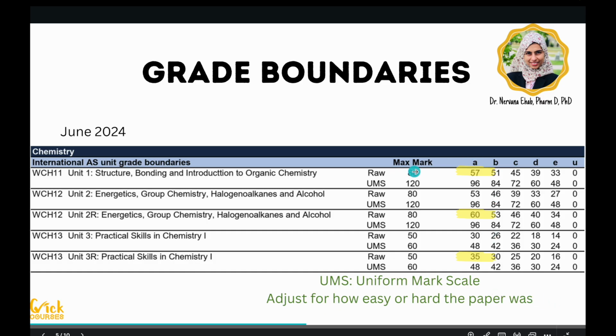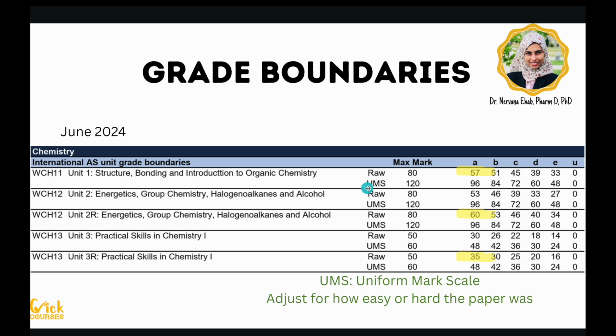And I just want to show you an example of a grade boundary. This example is from June 2024. Look at this. You could lose more than 20 marks, raw marks, on paper 1 and still get an A. Now, A is the highest grade in the AS, okay?